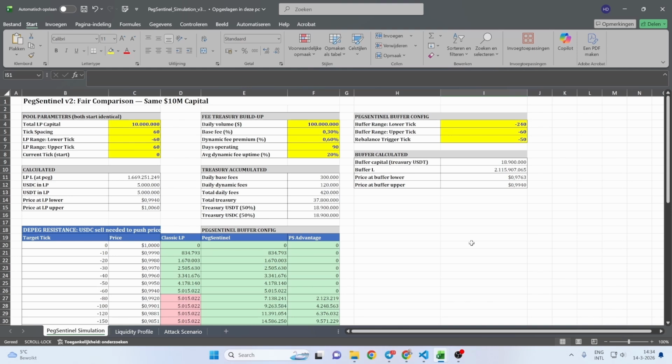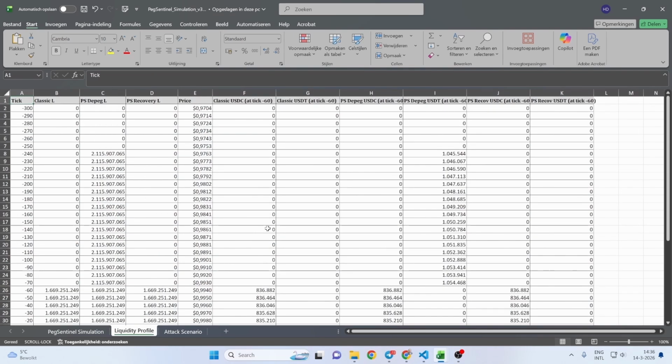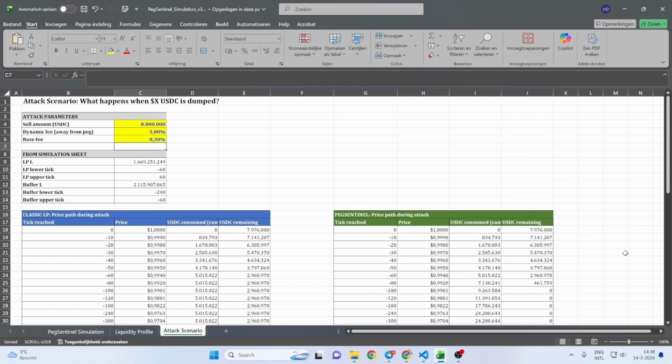More volatility leads to higher fees. Higher fees grow the vault. A larger vault strengthens peg defense. And successful defenses generate additional profit. So instead of passive liquidity, PegSentinel turns the system into an active, self-reinforcing mechanism that becomes stronger over time.